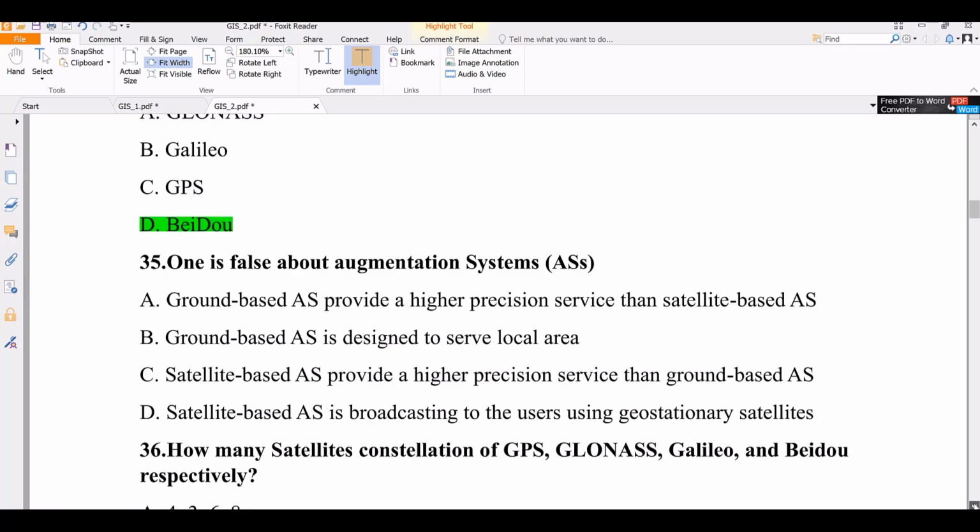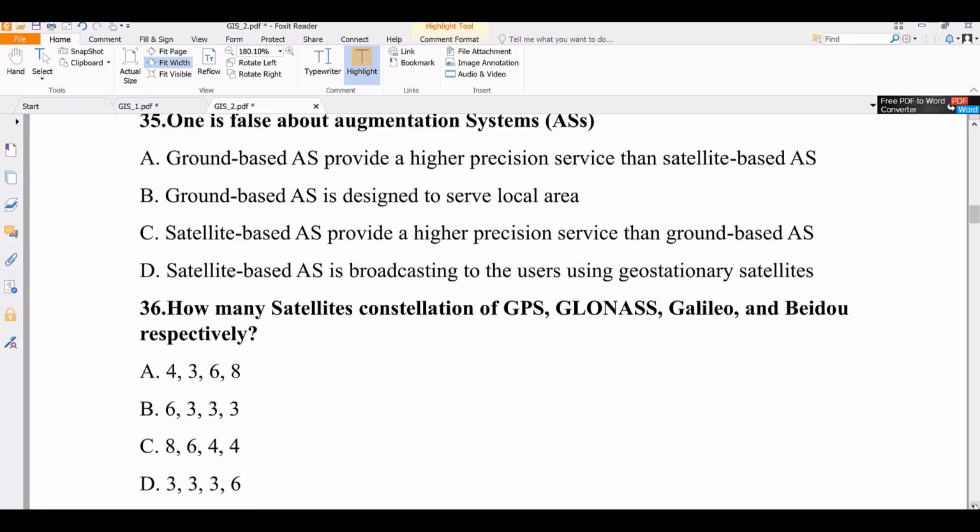Okay. Question number 35. Which one is false about augmentation system? A. Ground-based AS provides higher precision service than satellite-based AS. B. Ground-based AS is designed to serve local area. C. Satellite-based AS provides higher precision service than ground-based AS. D. Satellite-based augmentation system is broadcasting to the users using geostationary satellites. So this satellite-based AS provides higher accuracy service than ground-based. The answer is this one.